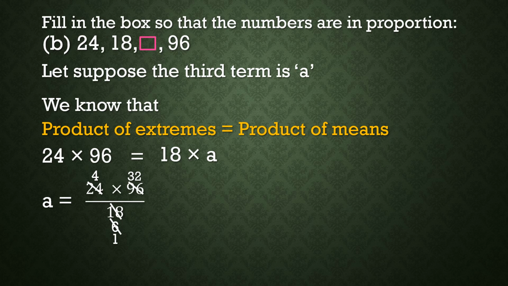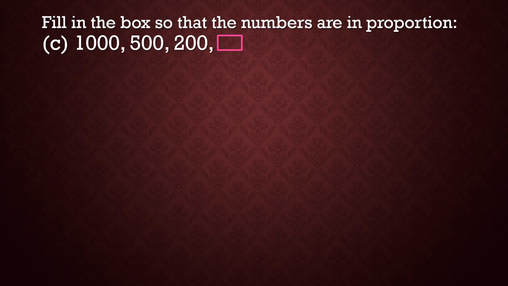Do the multiplication. 32 4s are 128. So the value of A is equal to 128. That means the third term is 128. Or if we fill 128 in the box, the numbers are in proportion. If you have any doubt, put the value in the formula product of extremes is equal to product of means and check. Let us solve one more question.